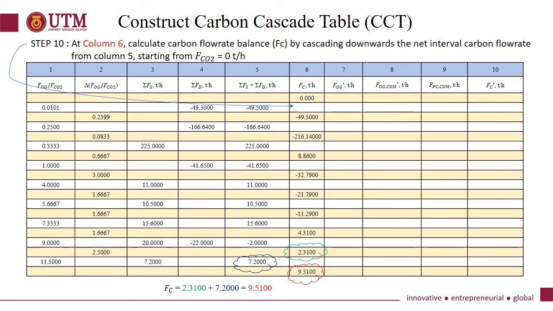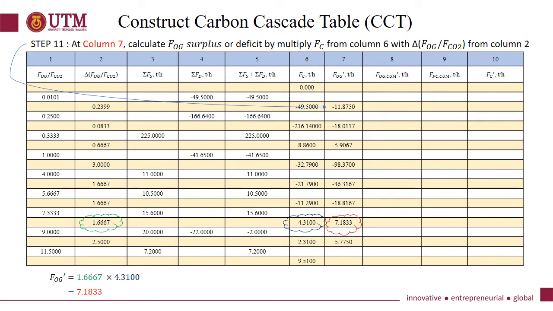For the next step, we will start calculating the carbon flow rate balance FC by cascading downward the net interval carbon flow rate from column 5, starting from FCO2 equal to 0. For example, the value of 9.51, which is circled with red color, is obtained by summing up the value circled with green color, 2.31, with 7.2, which is circled with blue color. The carbon cascade table in the slide shows the result after finishing the calculation for column 6.